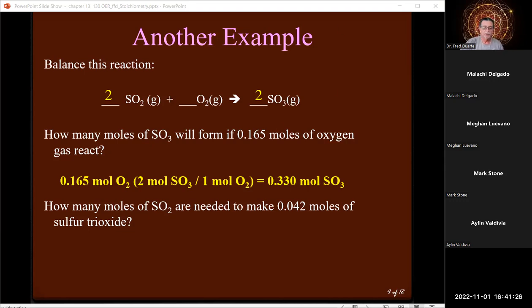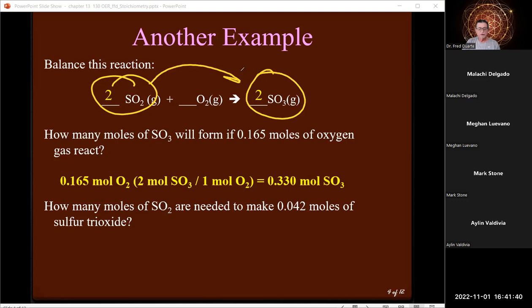Okay, now second part. How many moles of sulfur dioxide, so we're looking at this, are needed to make 0.042 moles of sulfur trioxide? Our relationship is between the sulfur dioxide and the sulfur trioxide. And they're being asked, I need to make 0.042 moles of this. How many moles of sulfur dioxide do I need?